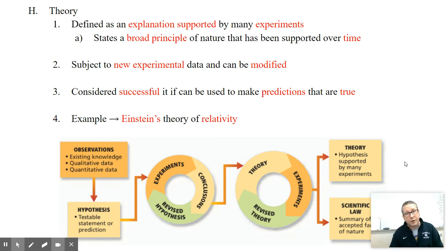A lot of times when we gain more knowledge, we tend to gain better technology, which then helps us gain even more knowledge. Therefore, there are theories out there that are constantly modified as time goes on because we are able to find out more information regarding our theory. A theory is considered successful if it can be used to make predictions that are true. Take Einstein's theory of relativity. We don't talk much about it here, but it was studied and experimented on, and it has been used to make predictions that turned out to be true.